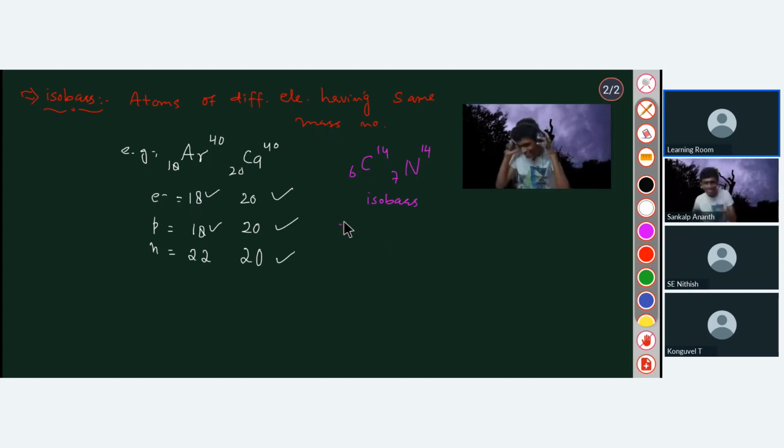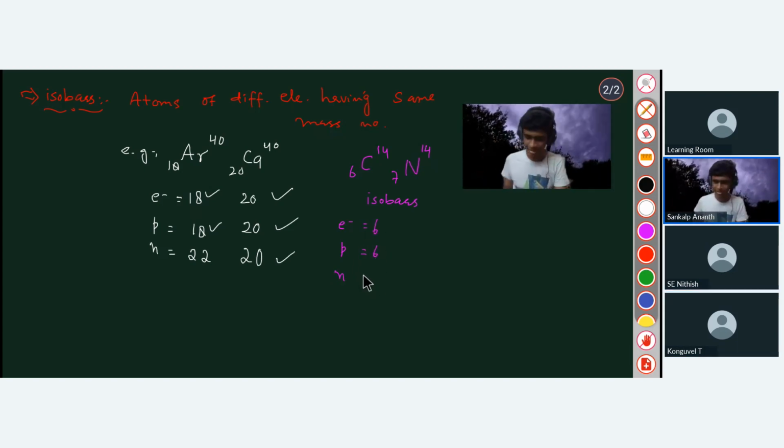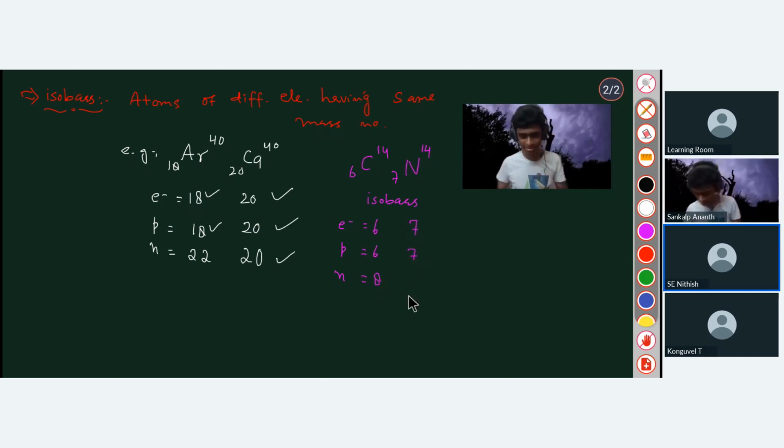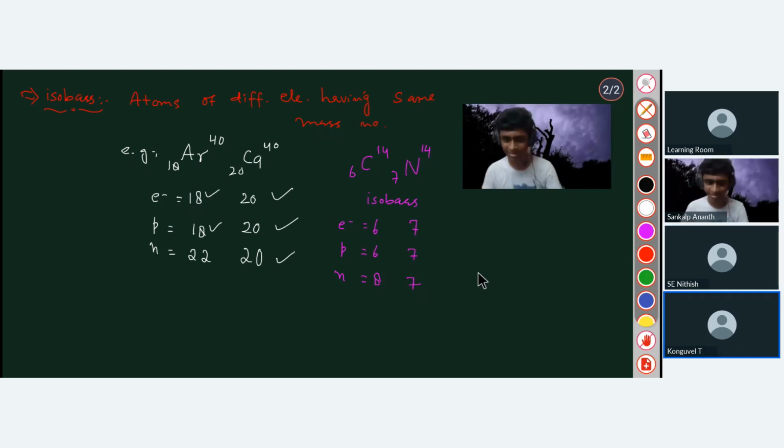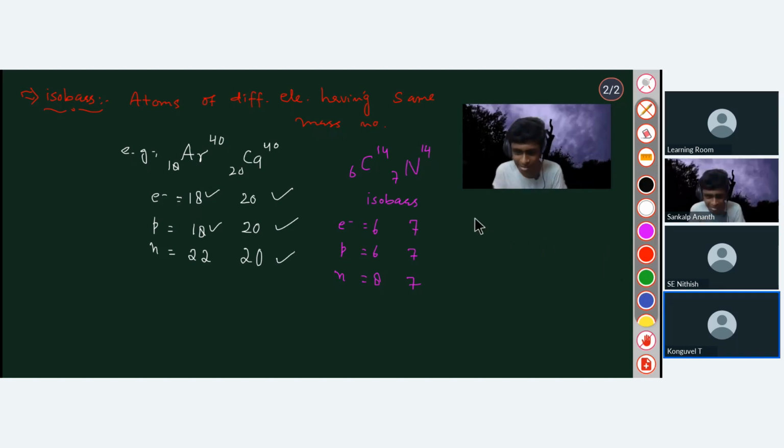So can you tell me the number of electrons, protons, and neutrons in these two? Sir, in carbon, electrons 6, protons 6, neutrons 8. In nitrogen, electrons 7, protons 7, neutrons 7. I hope it is now clear.